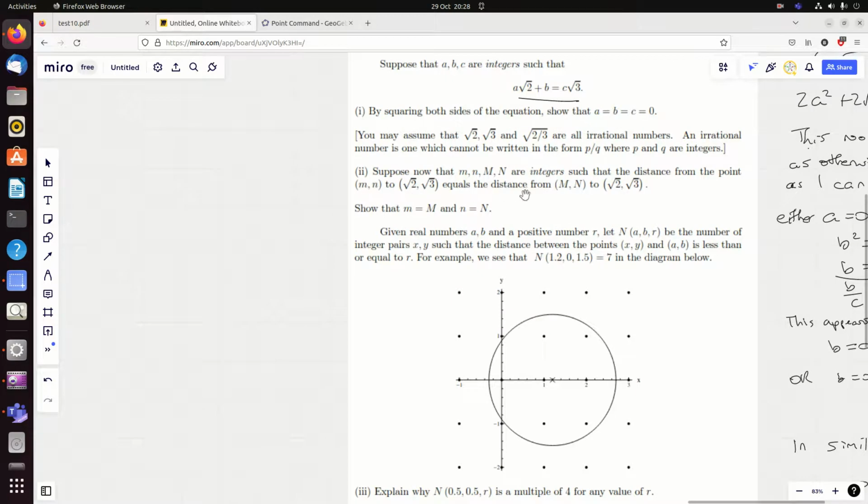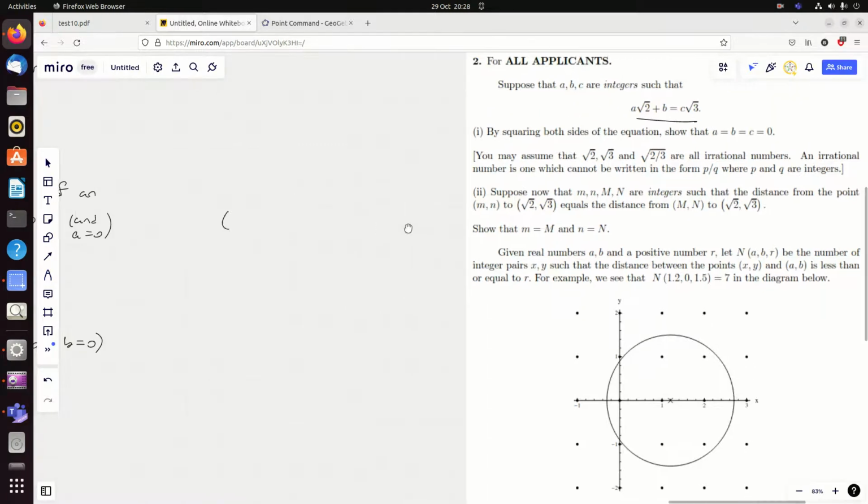Well, it's a weird question, isn't it? It's saying, show that if a point is a certain distance from a given point, there's only that point which is that distance, no other integer point as well. They're integers. I guess what we're going to have to do here is the old multiply out.